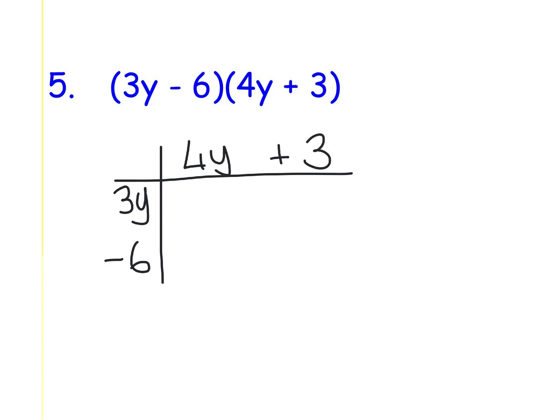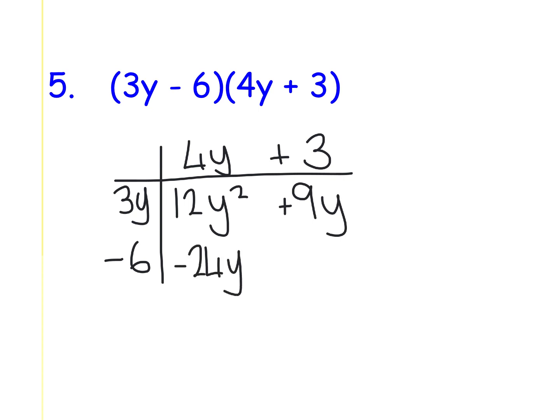So top left of my table, 4 times 3 is 12, y times y is y squared. Top right, 3 times 3 is 9, and there's a y there, so 9y. It's positive, so I might want to put a wee positive in there. Bottom left of the table, 4 times -6 is -24, and there is a y there as well. And then the last one, I have got a -6 times a +3, so the minus wins there, and 3 times 6 is 18, so -18.